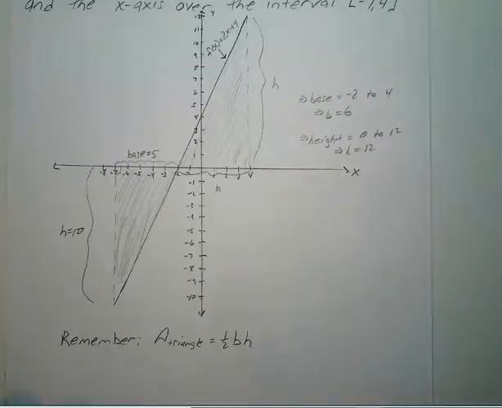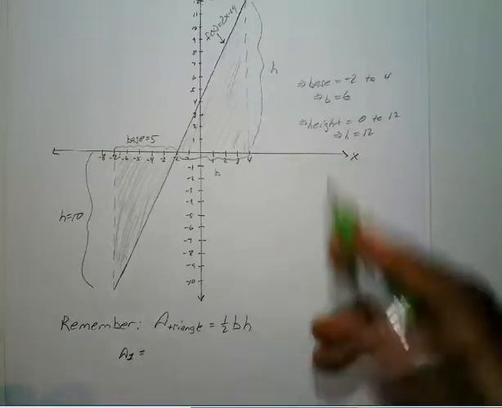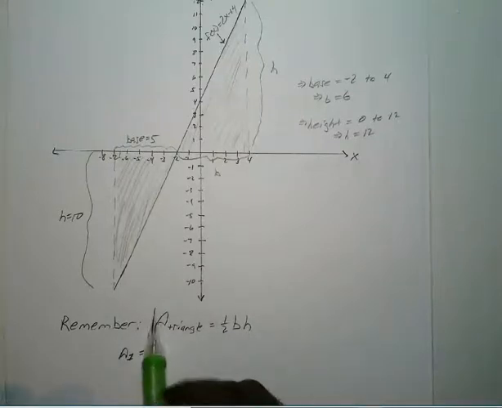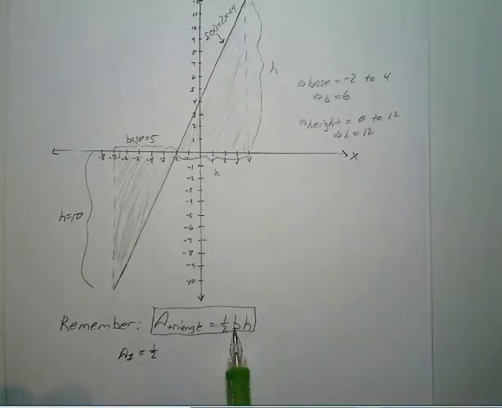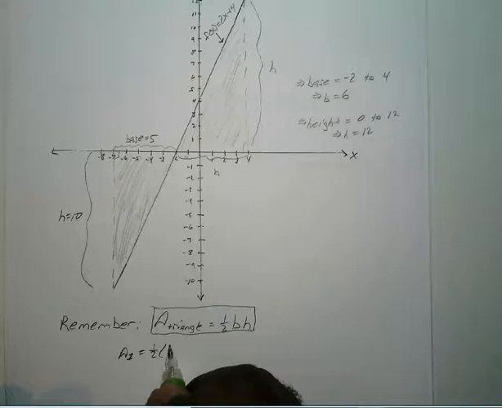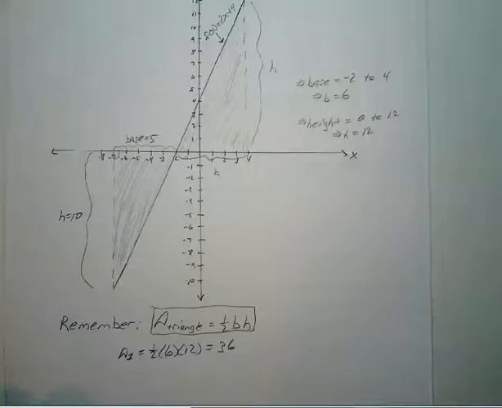Let's go ahead and figure out those two areas. Area 1, the area above the x-axis, is going to equal 1/2 the base times height, so that's 1/2 times 6 times 12, which is 36. Now our area below the x-axis is still 1/2 the base times height, but in this case our base is 5 and our height is 10, which gives us 25.